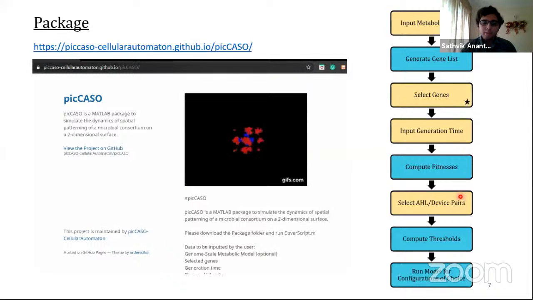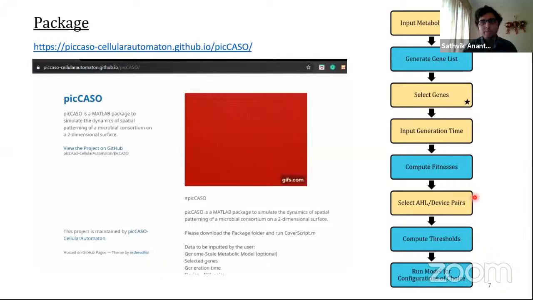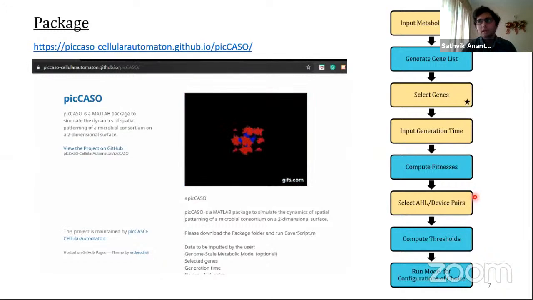The Polizzi lab, along with their large library of AHL and device pairs, also has published a MATLAB package that can be used to select optimal AHL device pairs for whatever purpose is being considered. And we propose that that package can be used to select the codon sensing device, which can then be input into our package. Based on the AHL device pair chosen, the package computes the threshold concentration of codon sensing molecules that are required to cause the expression of a gene.